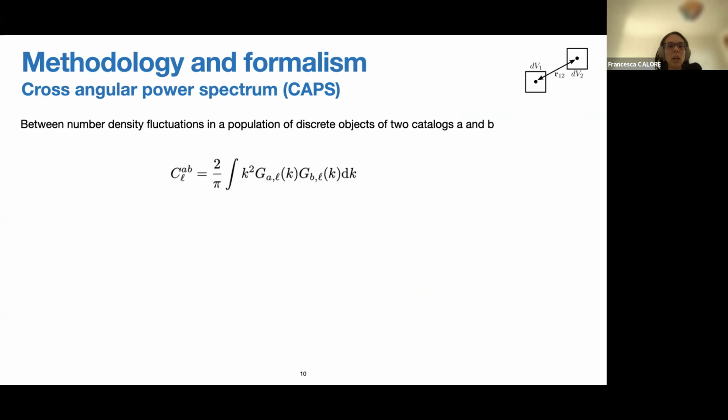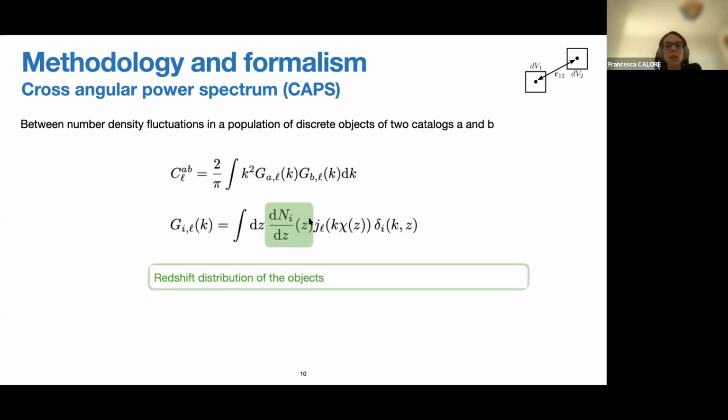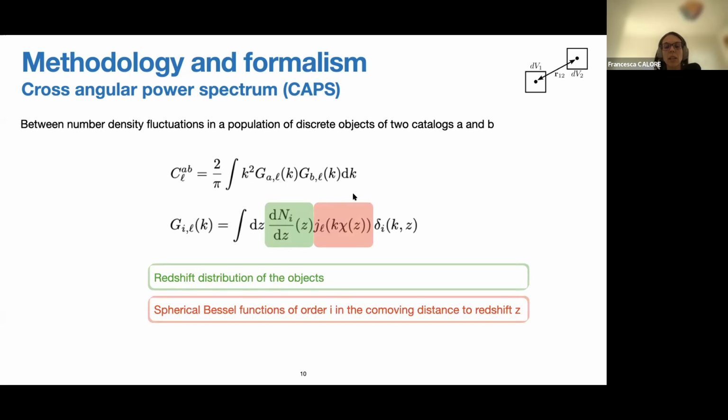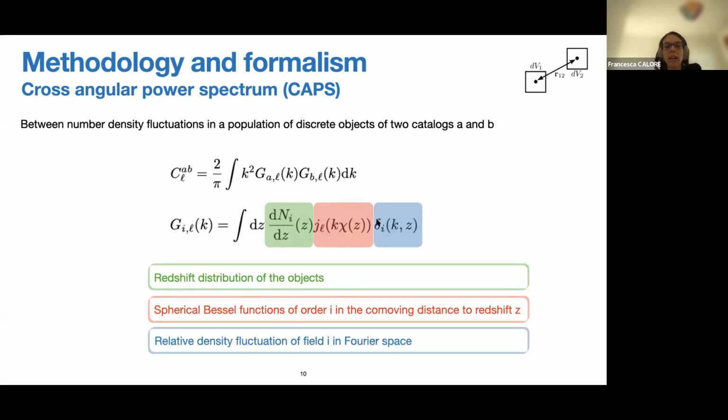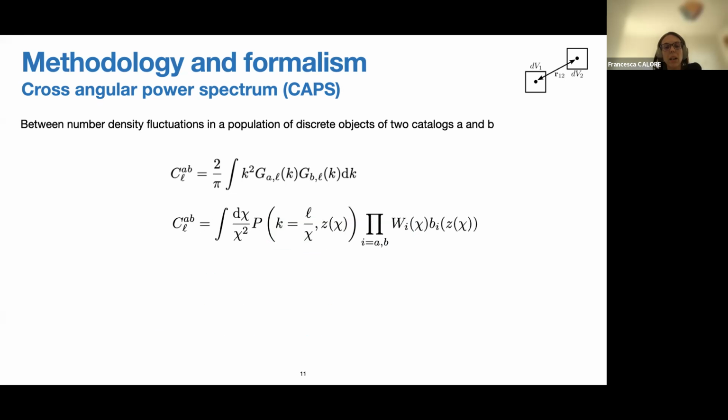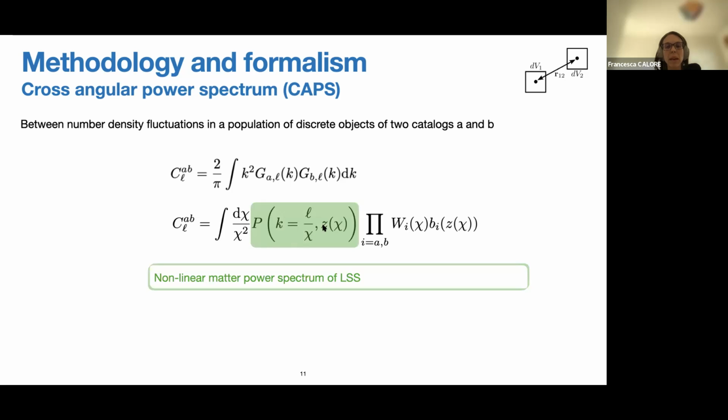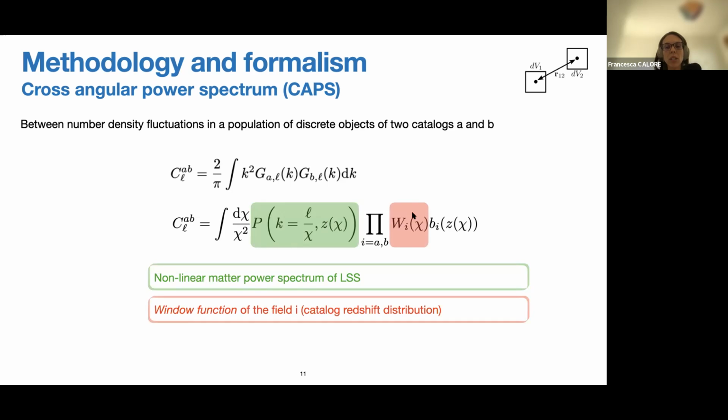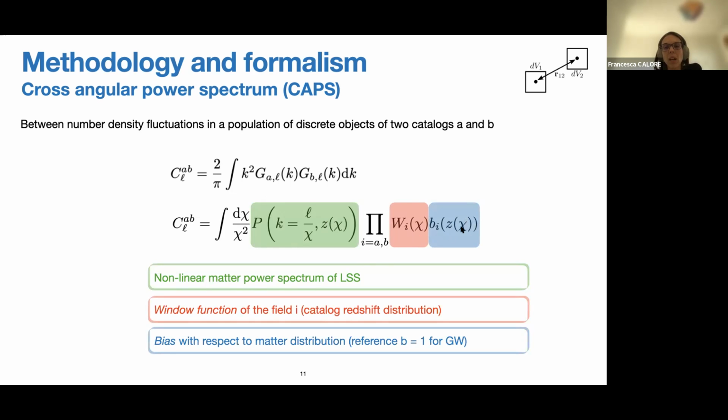So in order to work with the cross-correlation, we work in multipole space with the cross-angular power spectrum. Here are those C_ells that relate the different catalogs A and B through those quantities, which contain the information about the redshift distribution of the objects, the spherical Bessel functions that take into account the expansion of the universe, and finally the relative density fluctuations in Fourier space, which are directly related to the matter density fluctuations through the bias. One can rewrite that under some approximations in terms of the nonlinear matter power spectrum of large-scale structures, window functions of the field I, so one of the 2 catalogs, and the bias with respect to the matter distribution.